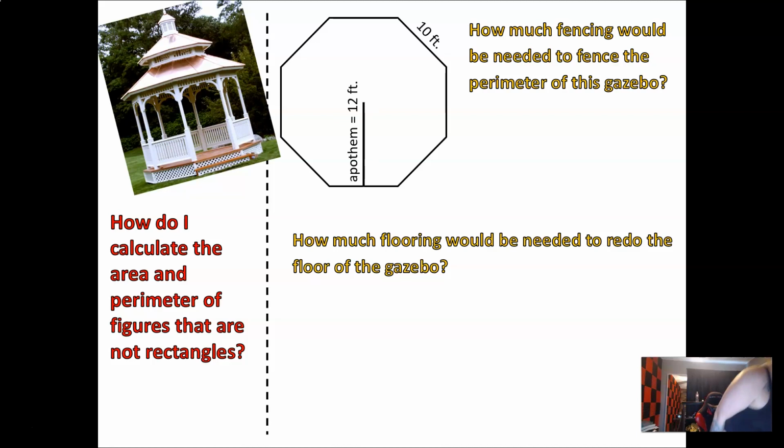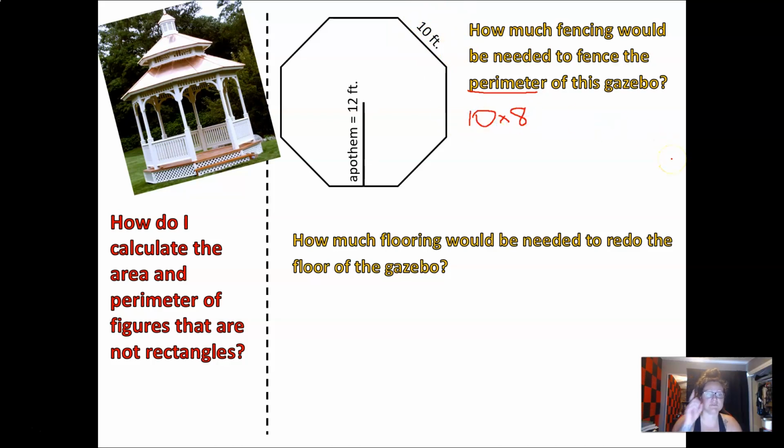Okay. So we have our gazebo, and the first one says how much fencing would be needed to fence the perimeter of the gazebo. So fences go around, right? So we need the perimeter. So all we're going to do is add up all the sides. So we have 1, 2, 3, 4, 5, 6, 7, 8 sides, all with 10 feet. So I can just do 10 times 8.